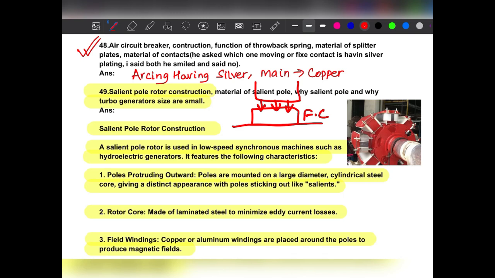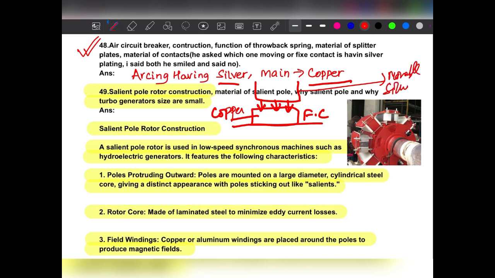That is basically the function of the fixed contact and movable contact; how they switch I will explain later. The material is basically that the arcing contact is made of silver. Why silver for the arcing contact, I will explain. And the main contact is copper: the fixed contact is copper, and the movable one is silver.